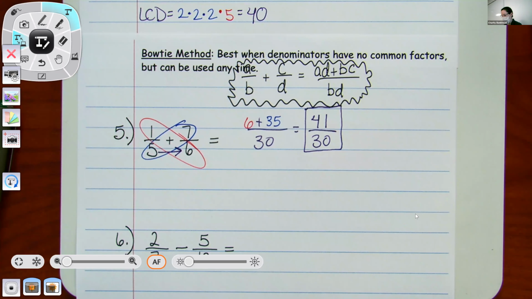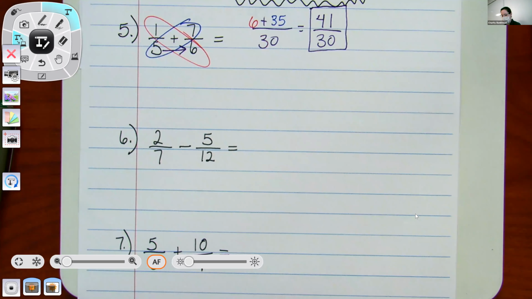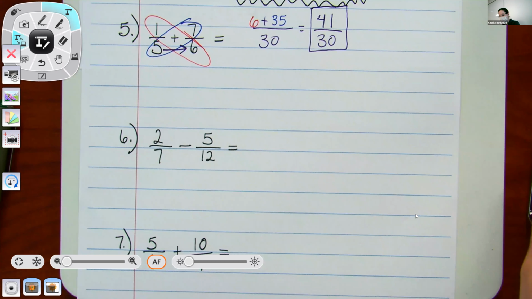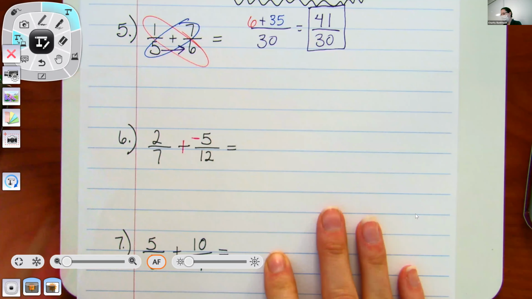All right, so number 6. Again, those two denominators of 7 and 12 don't have any common factors. So I would love to use the bow tie method on this as well. And I would like to change this to plus a -5 so I don't lose my negative.